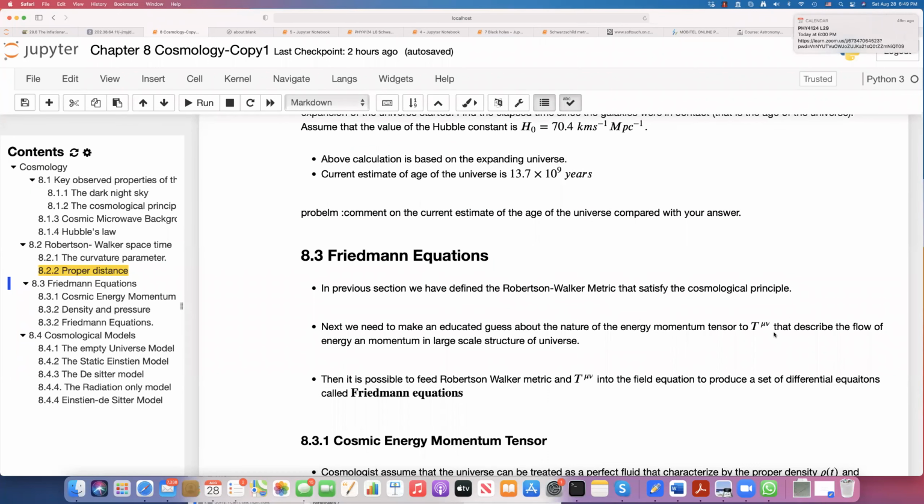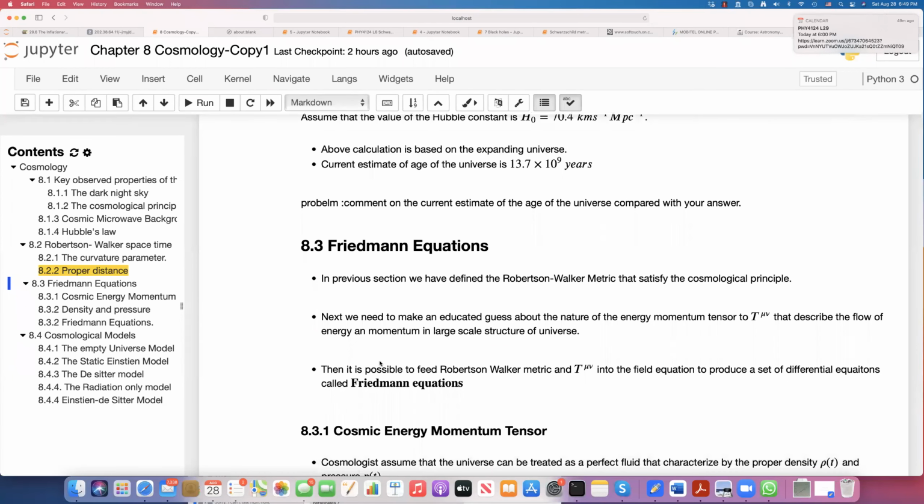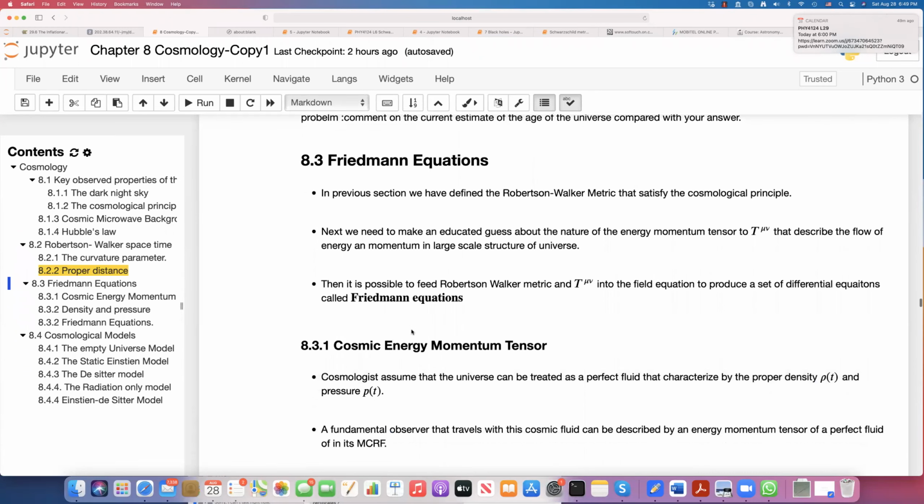Friedmann equations, right? Now these Friedmann equations are derived using the Robertson-Walker metric. The Robertson-Walker metric is the metric that explains the homogeneous and isotropic universe, or the metric that satisfies the cosmological principle, right? So what we need to do as the next step is to have an educated guess about the energy momentum tensor that describes the flow of energy and momentum in this large scale structure of the universe, right?